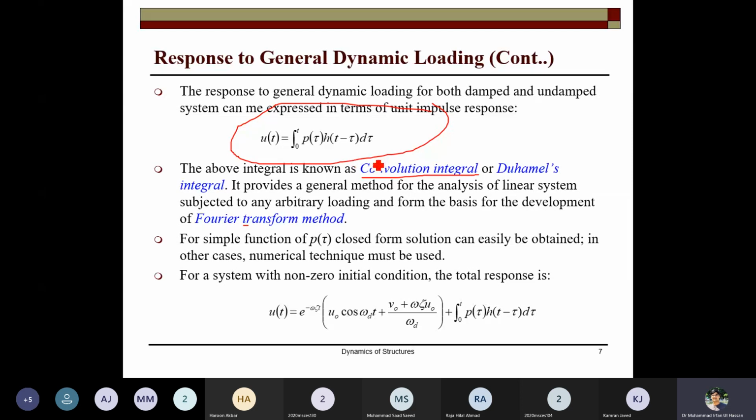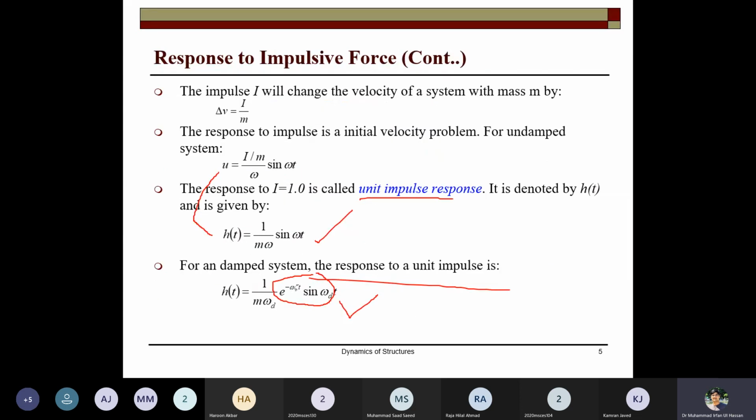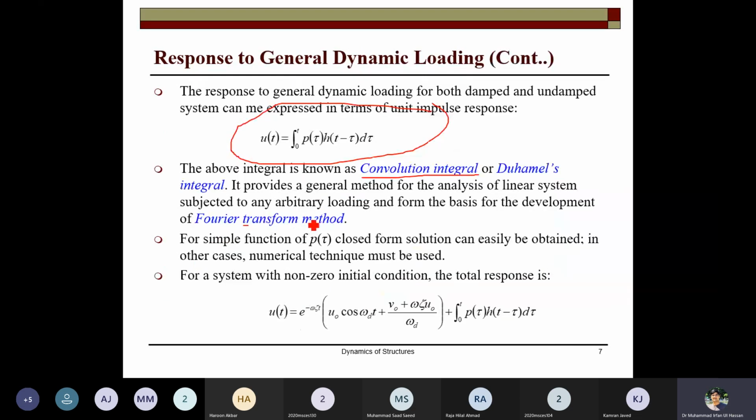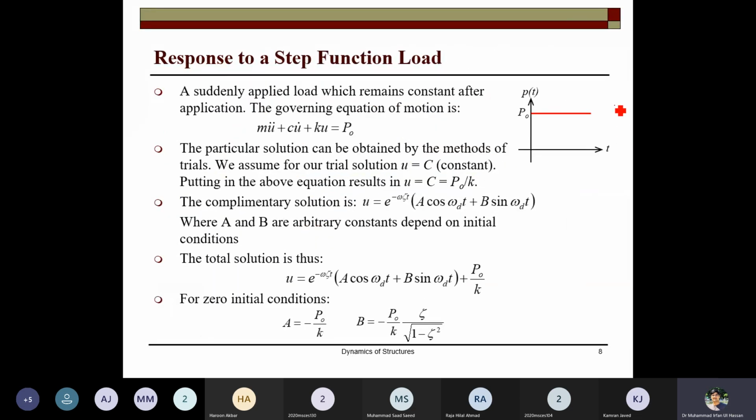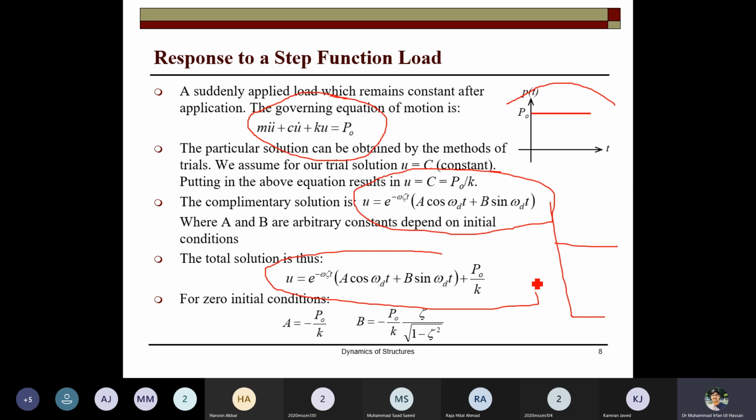Now the point is how you can solve the equation that is formed in terms of this convolution integral. We can solve it for different loads. For example, if P naught is applied on a structure, this is a simple case: a constant load is acting on the system. So this is the general equation, and this is the response of the system. This will be the U.